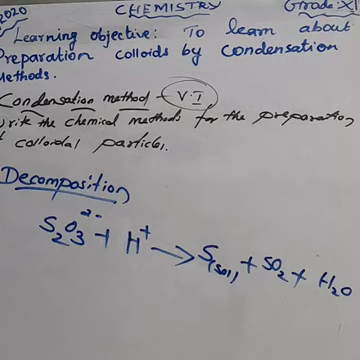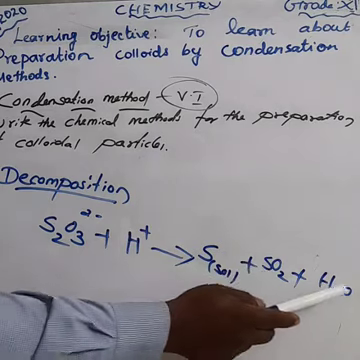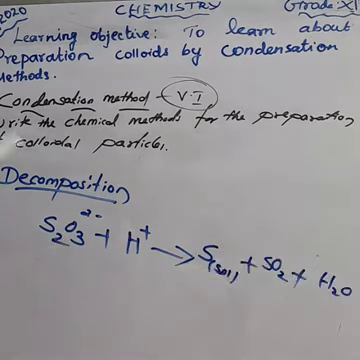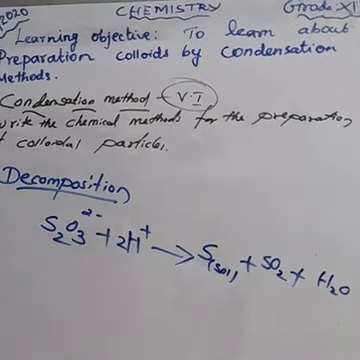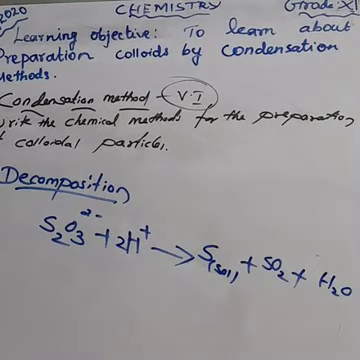How much sulfur is there? 2 sulfur, here also 2, it is okay. What about the oxygen? 2 plus 1, 3, so that also balances here. What about the hydrogen? Here having 2 hydrogen, so make it 2 here. Now the equation is balanced. Try to learn the equation.